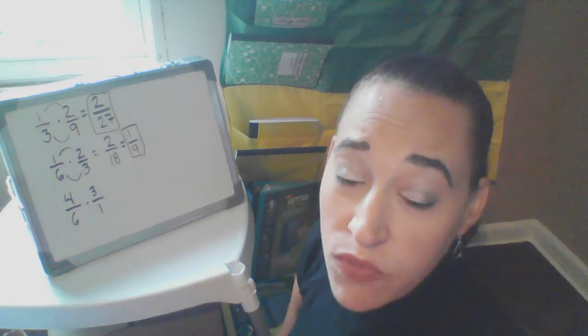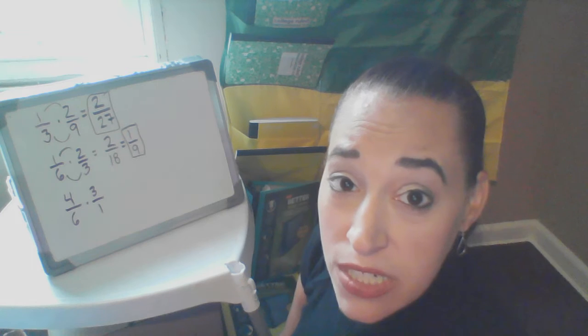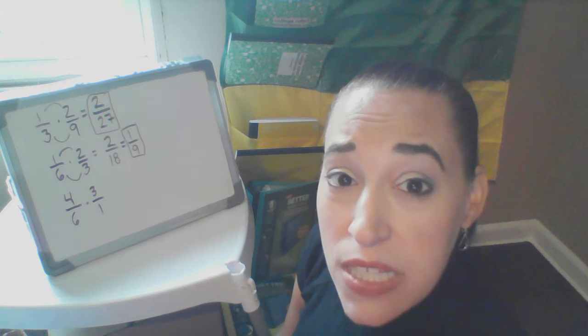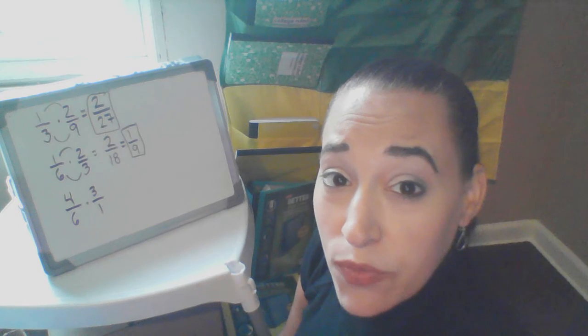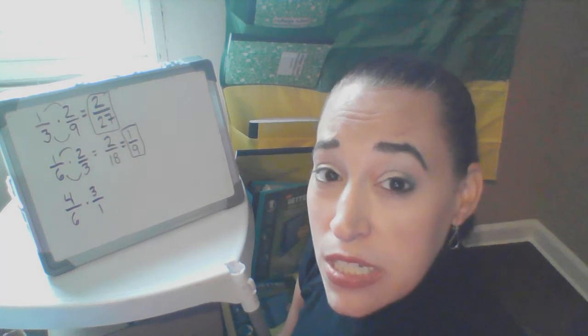If you would have given a final answer of 2 over 18, you would have had points taken off because that's not the simplified form. Okay, you always have to give it in simplified form, and the directions on an assessment would always indicate that.